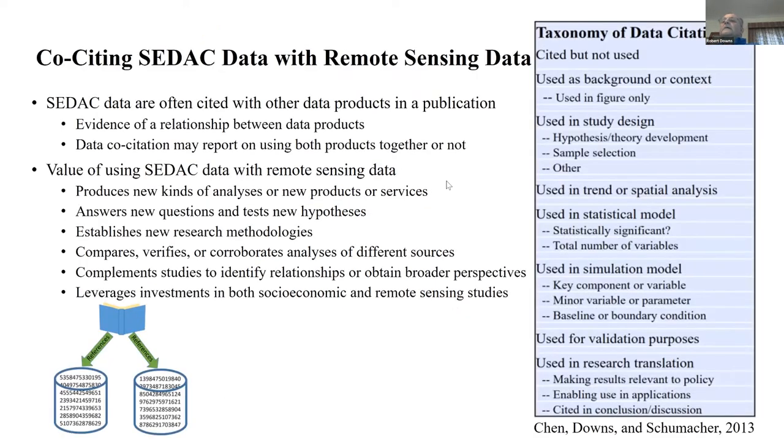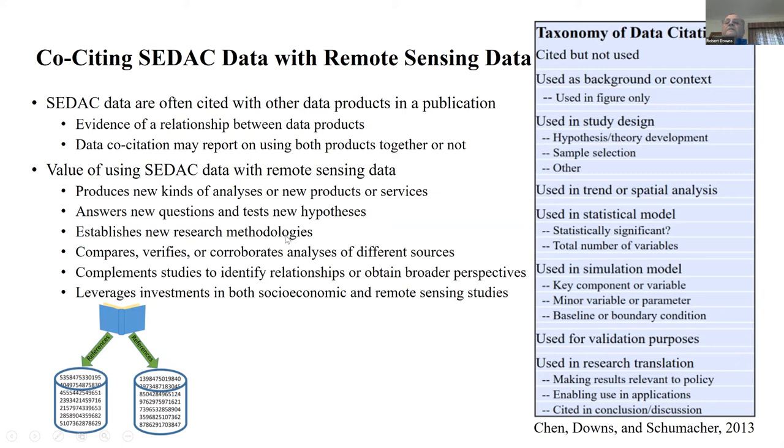When we look at data citations, on the right here, Chen et al. had come up with a taxonomy of data citations, which talks about how citations might be used or not used in a publication. And when we have co-citation, there are similar aspects to that. That is, there could be evidence of a relationship between two data products that are cited together, but it may or may not be reporting on using both products. But there is value in using CDAC data with remote sensing data, and co-citations give us some evidence of that.